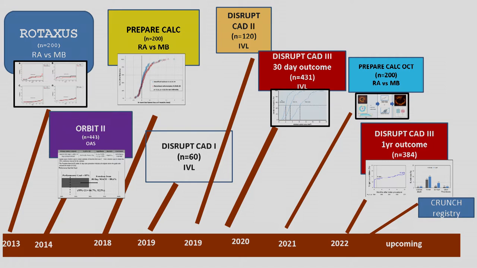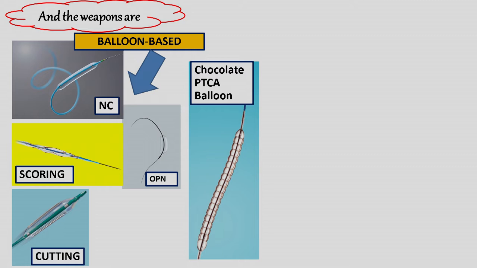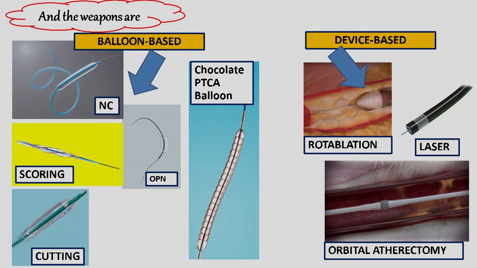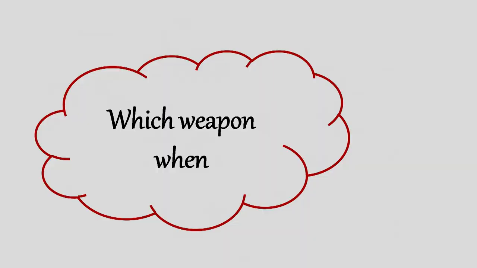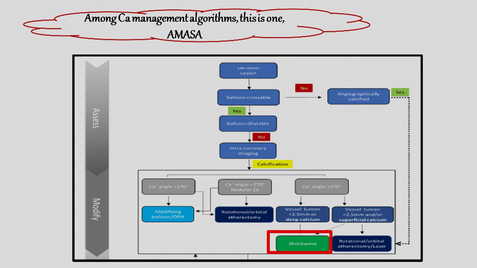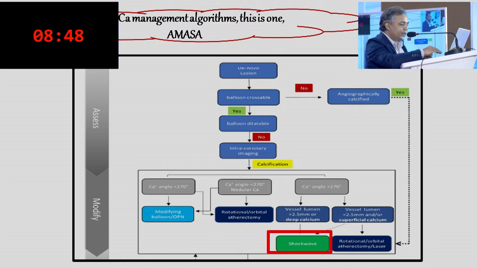So these are all the calcium trials, not that big like in bifurcations. And the weapons: balloon-based ones like NC, scoring, cutting balloons, OPN, and chocolate PTC, which is not in this part of the planet but is available beyond the Atlantic. In device-based, you can see rotablation, ELCA or laser, and orbital atherectomy. And in balloon-based technique, especially in this country, the newer one is IVL. Which weapon and when? There are lots of algorithms. I like this algorithm a little bit, like MACE, assess, modify, then assess again and then make the stent. In the red line, shockwave is possible when you have a superficial calcium and also a deep calcium.